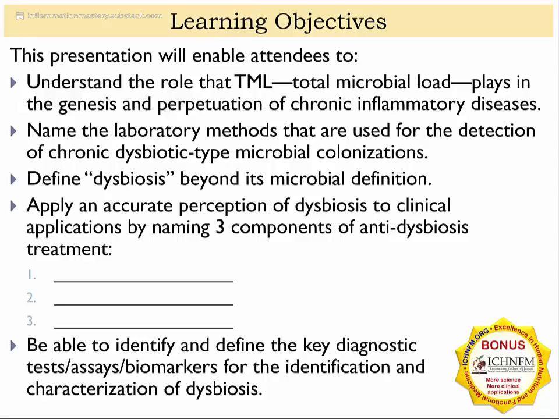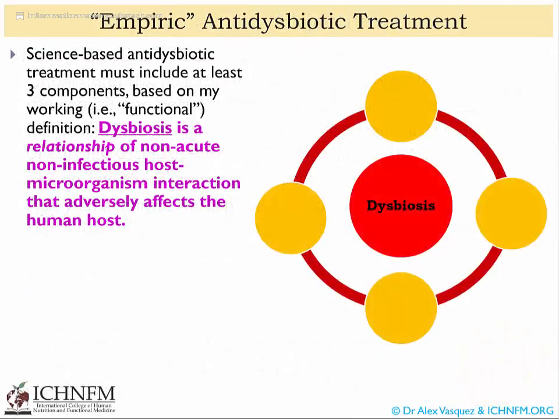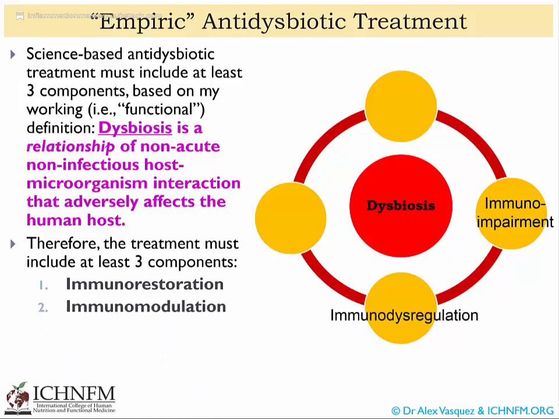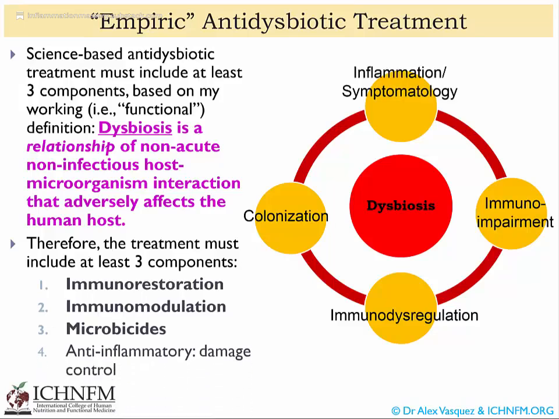Let me introduce a different diagram, which I formulated actually several years ago, again underscoring the fact that dysbiosis is a relationship of host-microorganism interaction that adversely affects the human host. Again, we have 3 main components in our treatment. These are immunorestoration, immunomodulation or immunotolerance, microbicides and probiotics, again manipulating microbial populations, and in the worst case scenario, anti-inflammatory damage control, which I'm sure most of us will appreciate.